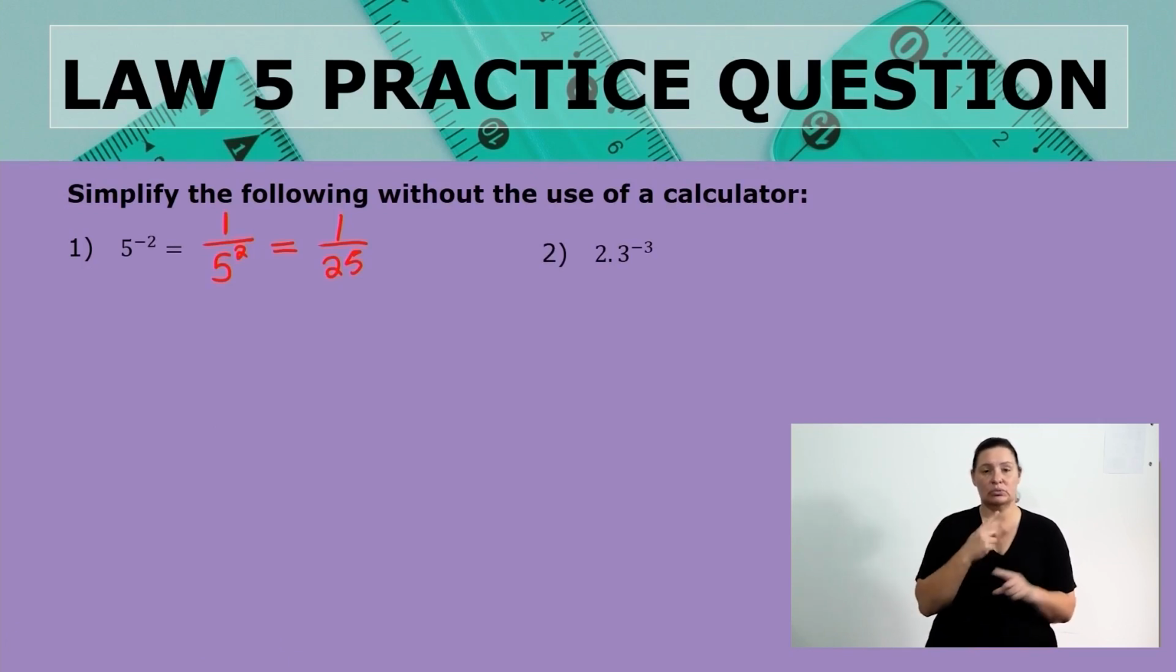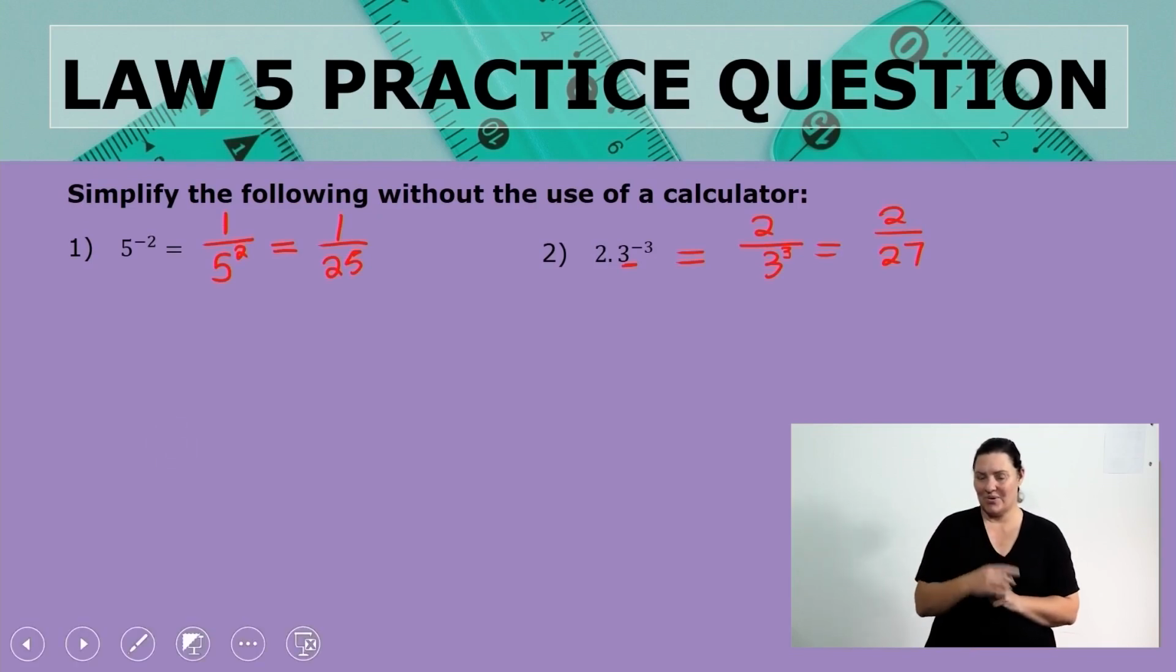Our next example, we have 2 multiplied by 3 to the exponent negative 3. So what is going to happen here? The one that has the negative exponent is the base 3. So that whole power will become a denominator. That means we are going to have 2 divided by 3 to the exponent 3. And what is 3 to the exponent 3? Yes, you are correct. Our answer there is going to be 27. So if you had that answer, good for you.